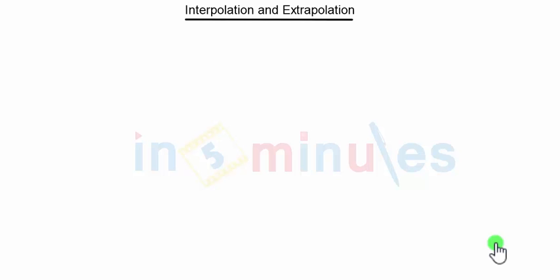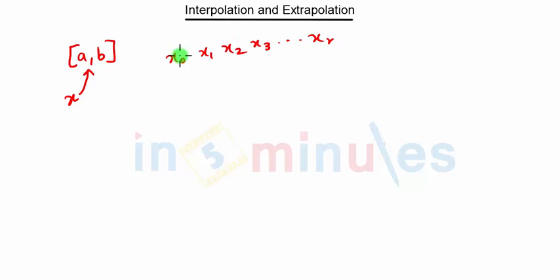In this video we are going to see what is interpolation and extrapolation. So let's say we have an interval AB and x belongs to this interval. So x can have values x0, x1, x2, x3 up to xr, where all these x values are in this interval. For every corresponding value of x we have y0, y1, y2, y3 and so on till yr. So these are our function of x and y.